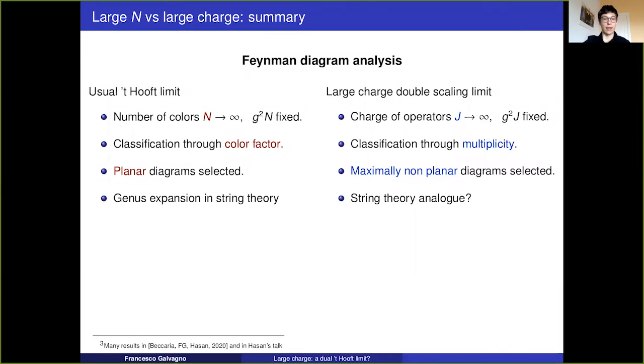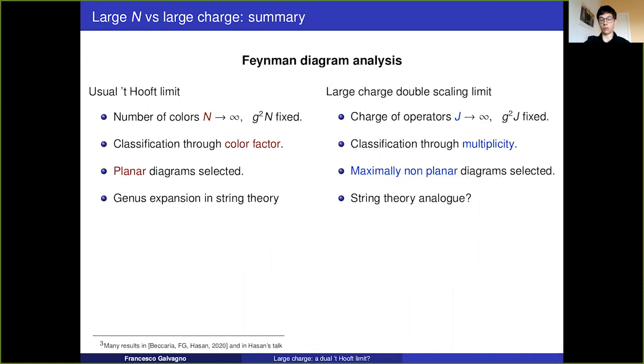We understood that gauge theories admit not only the usual 't Hooft limit for the number of colors N going to infinity, but also this large charge double scaling limit, which is obtained by taking the charge of operators J going to infinity. Our main result in N=2 theories is that whereas the usual 't Hooft limit selects the planar diagrams, this large charge limit selects the maximally non-planar diagrams, that is, the dual class of Feynman diagrams.